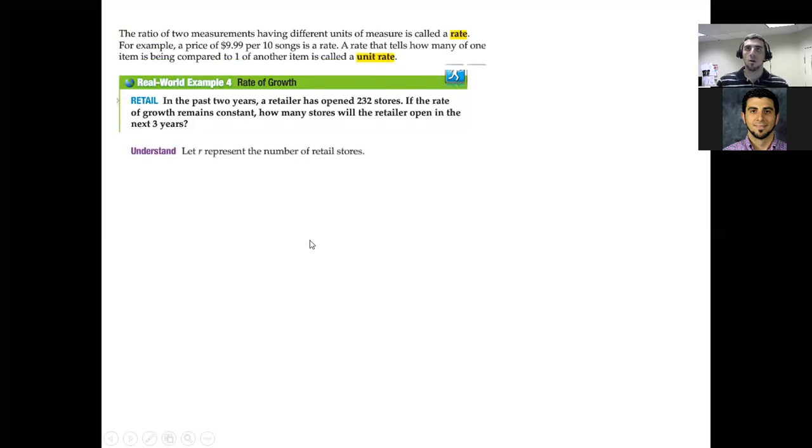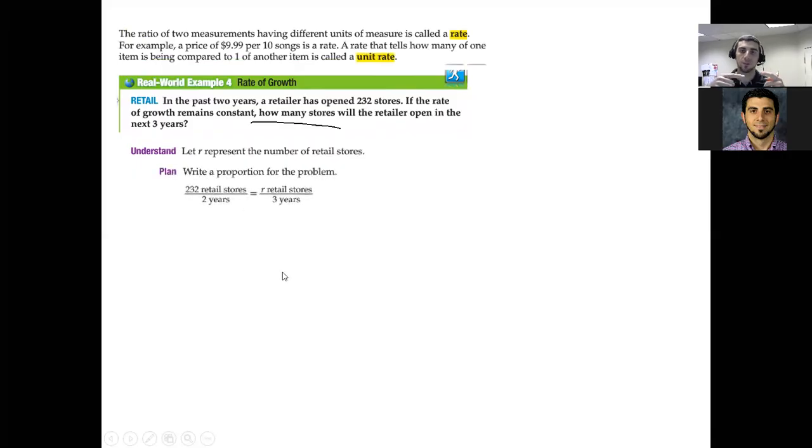So let R represent the number of retail stores, because that's what we're trying to figure out: how many stores will they open, not how many years. Okay, so think about it. The two units involved in the problem are going to be important: number of stores and number of years. Those are the two units being compared here. So write a proportion for the problem.